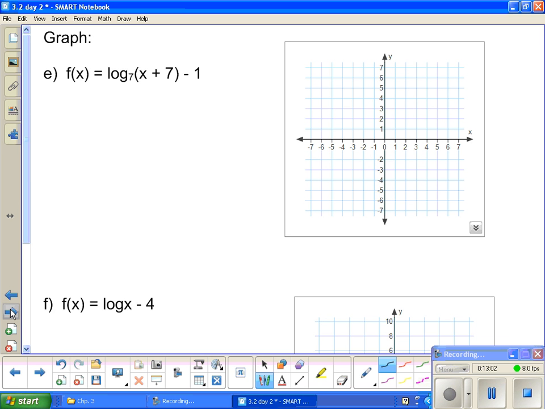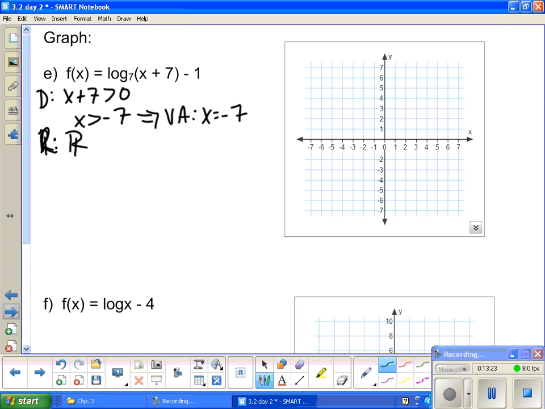It starts exactly the same way every time. So we're going to look at our domain. x plus 7 greater than 0, so x is greater than negative 7. Range, all real numbers. This defines my vertical asymptote at x equals negative 7. Put that in.